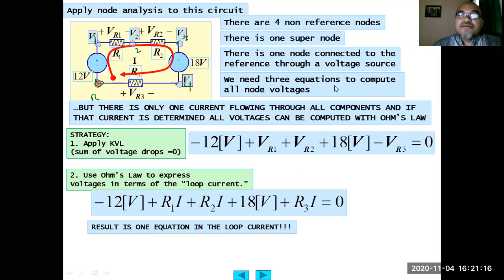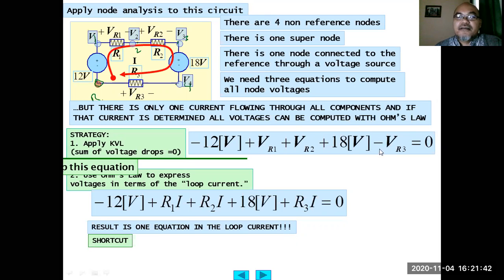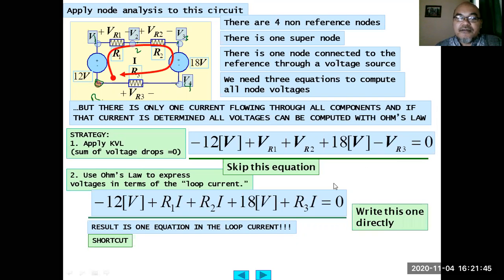So if using Kirchhoff current law, using nodal analysis, you need 3 equations to compute all the node voltages. Using Kirchhoff voltage law, using loop analysis, you only need this single equation where you can then find the current I. After you find the current, then you can calculate the voltages VR1, VR2, VR3. Okay, so this is a shortcut. So you can skip this equation and immediately write into this one directly.